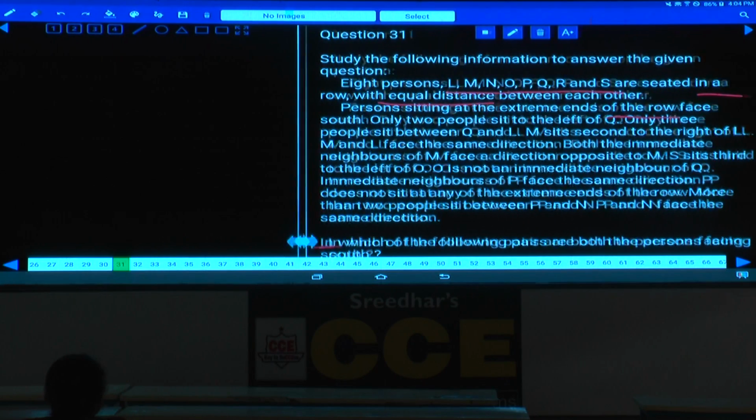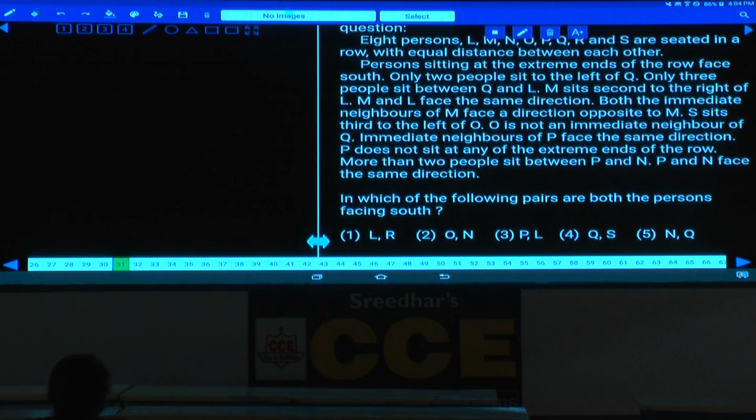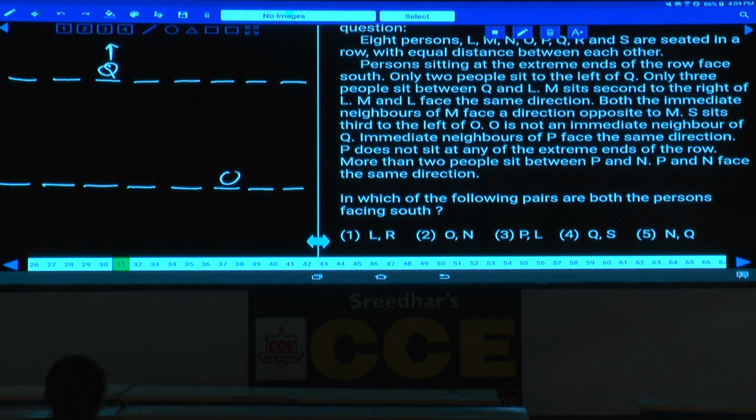Left of Q. As only 2 people sit to the left of Q, tell me how many possibilities do we have? 2 people sit to the left of Q, 8 persons, 1, 2, 3, 4, 5, 6, 7 and 8. Only 2 people to the left of Q if Q is here, then only 2 people, then Q must face towards north. Then what is the second possibility? 1, 2, 3, 4, 5, 6, 7, 8. Now if Q is here, now this Q is facing south, then 2 people sit to the left of Q.